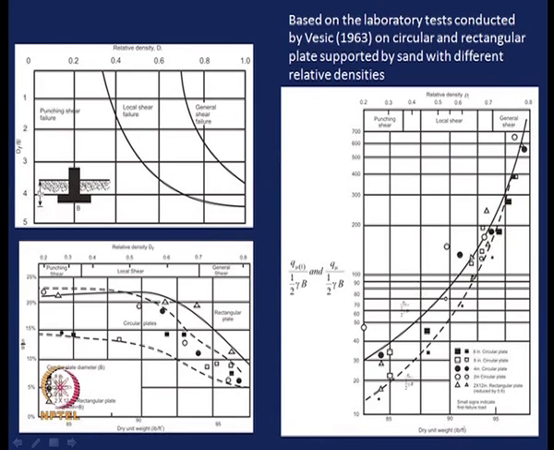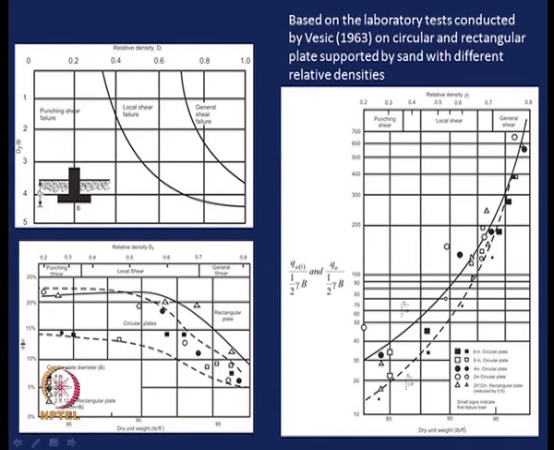So this is the graph. From this test, another chart is presented. Here Df is the depth of the foundation, and B star is 2BL divided by B plus L. If it is a square or circular footing, then B equals L, and B star equals B. In that case, this is the zone of punching shear failure, this is local shear failure, and this is general shear failure.